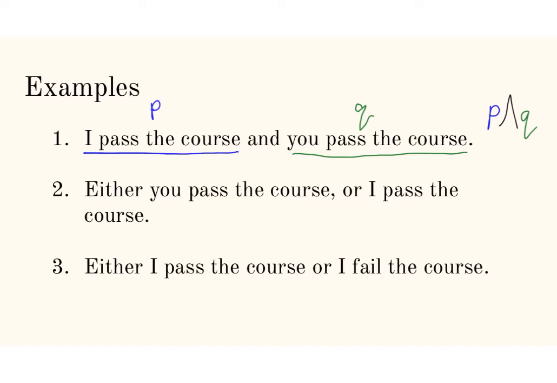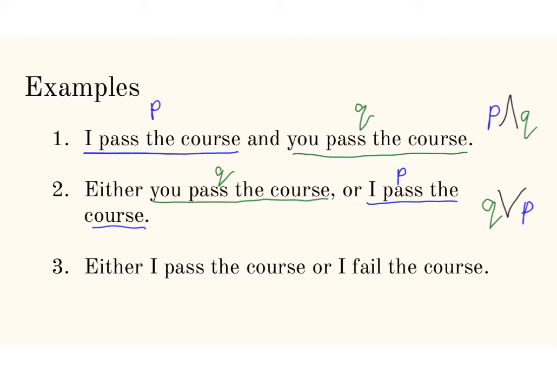Next one: either you pass the course, which we called Q earlier, or I pass the course. Now notice that these two things can be happening at the same time. There's no reason that you passing the course means I can't pass the course or vice versa. So if I translate this in the order it's written into symbols, I'm going to have Q or P. I'm just trying to literally translate this sentence in the order it's written into symbols.